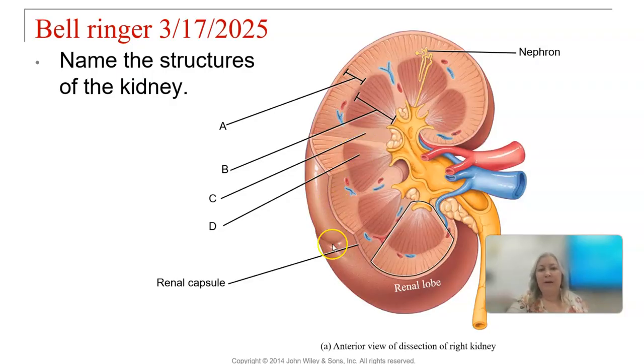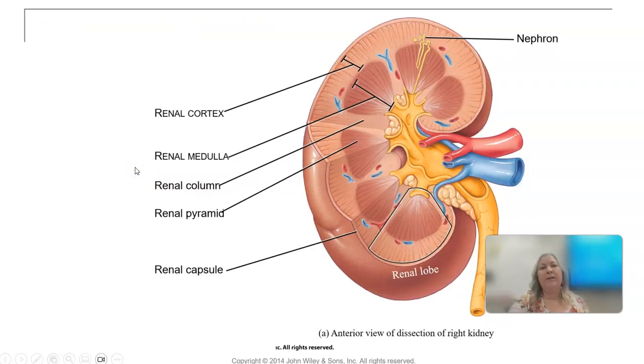And then we have our capsule as the outer layer, and don't forget that a single renal lobe includes a pyramid and the adjacent half of a renal column. So this particular kidney would have 1, 2, 3, 4, 5, 6 renal lobes. That's the gross anatomy of our kidney. Today we're going to talk more about the microscopic anatomy, or exactly how kidneys filter blood and make urine.